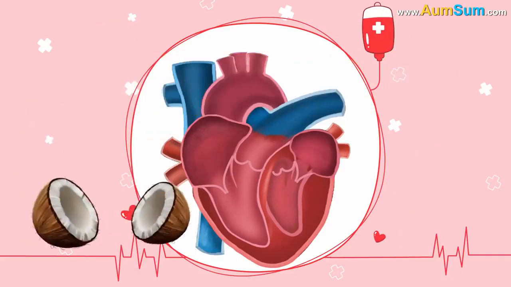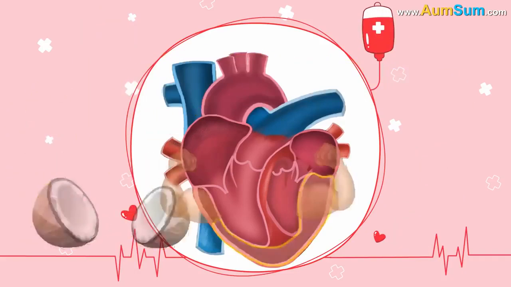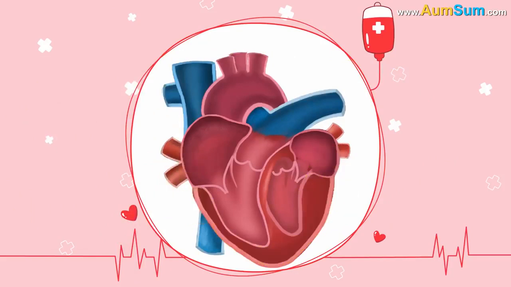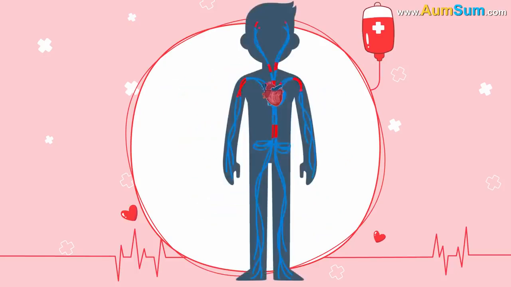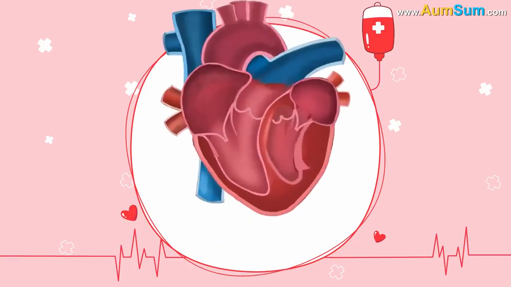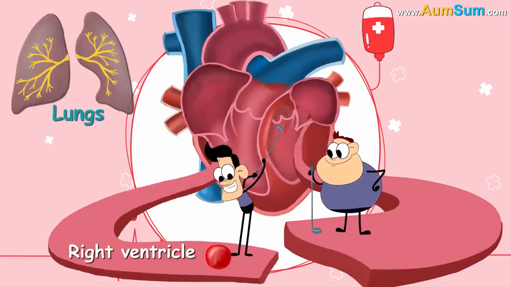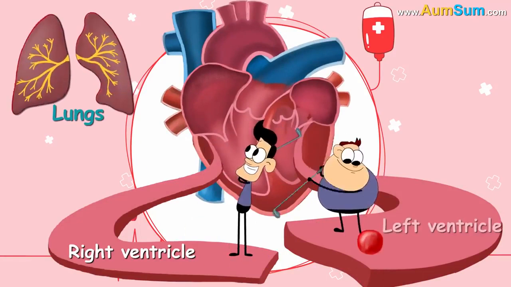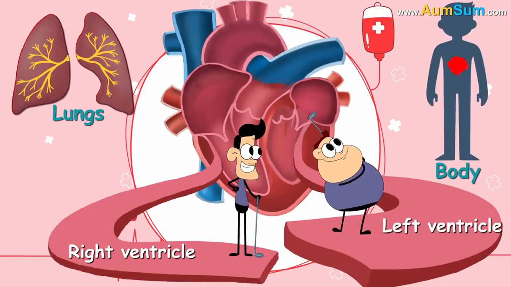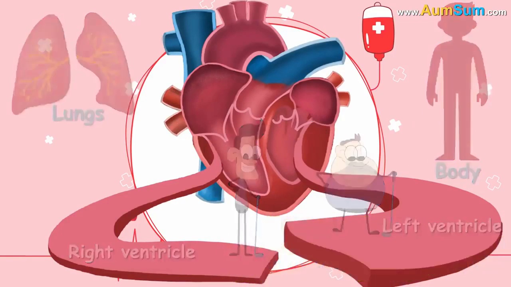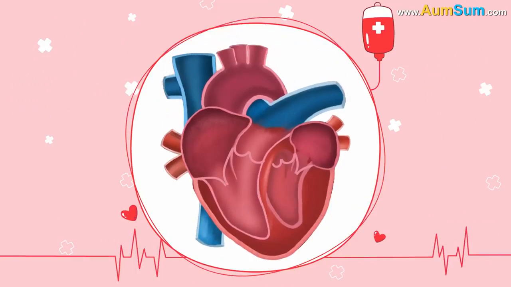Just like coconuts have thick outer covering, ventricles have thick muscular walls. Why thick? Because the walls need more muscle tissue to generate enough pressure so as to pump blood out of the heart and distribute it to the entire body. Now, the left ventricle's wall is even thicker than the right ventricle's wall, because the right ventricle pumps blood only to the lungs, while the left ventricle has to pump it to the entire body, requiring much more pressure than the right ventricle. Now, let's talk about the valves of the heart.